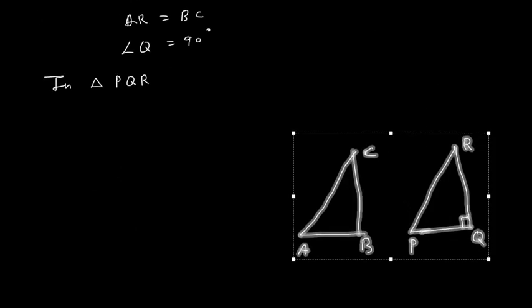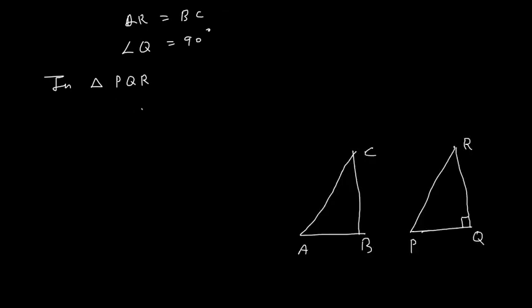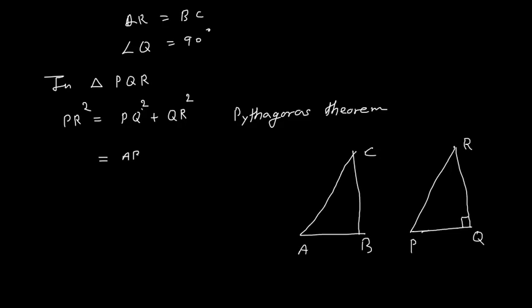Okay. So in triangle PQR, what we can say is that PR square is equal to PQ square plus QR square. This is Pythagoras theorem. Right? Now we know that this PQ is equal to AB, so this will become AB square, and this QR square will become BC square. This is by our construction.